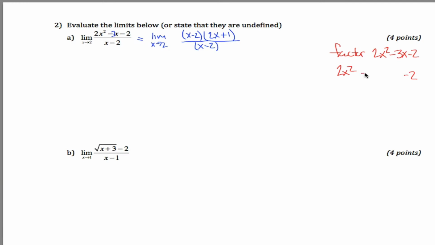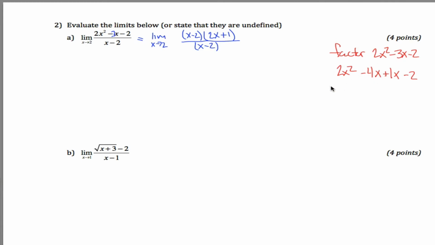Step 2 is you're going to replace -3x with -4x plus 1x. Why -4x plus 1x? Because those two numbers that I just described are -4 and +1. Now that you have 4 terms, you haven't factored yet, but since you have 4 terms, you can factor by grouping.